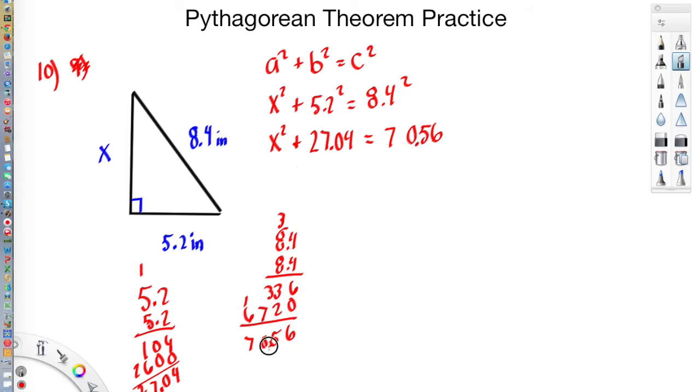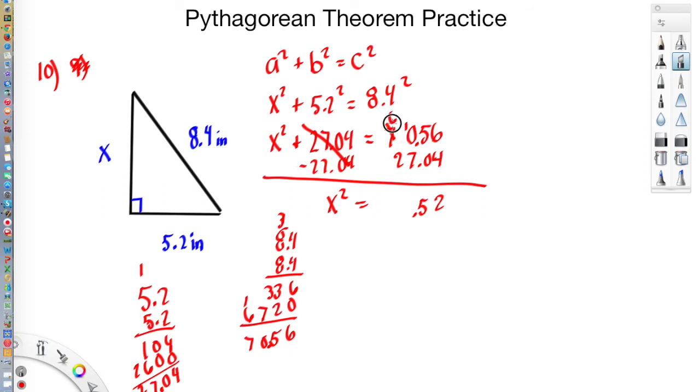Okay, gotta remember my decimal point. Okay, 8.4 times 8.4 is 70 and 56 hundredths. Okay, now I need to isolate my variable, so I subtract 27 and 4 hundredths from both sides. Okay, these cancel each other out, and I'm left with x squared is equal to 6 minus 4 is 2, 5 minus 0 is 5. Got to regroup. 10 minus 7 is 3, and 6 minus 2 is 4.